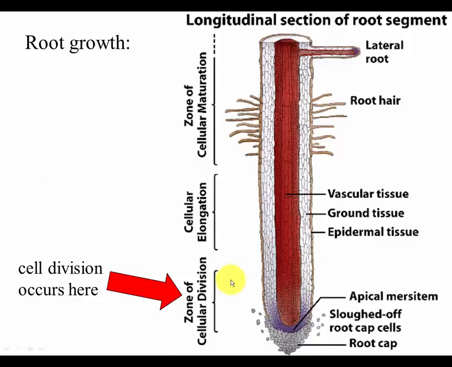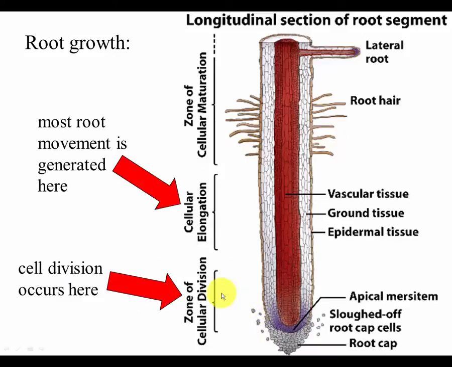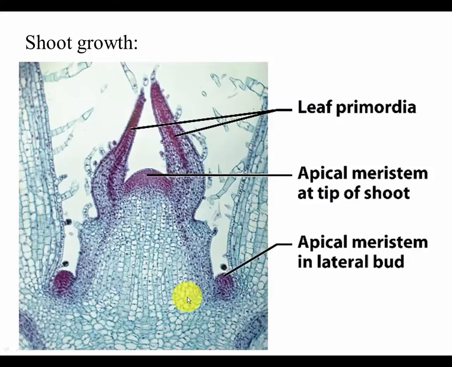So cell division is occurring out here, but most of the root movement happens behind that zone. It happens back here in the root. Shoot growth is pretty similar. You have an apical meristem at the tip. Cell division happens near the apical meristem, and cell elongation happens behind it.